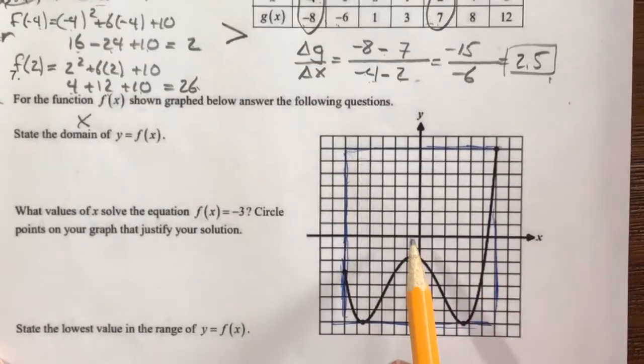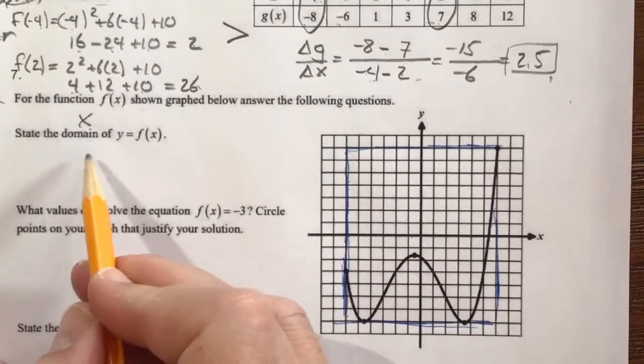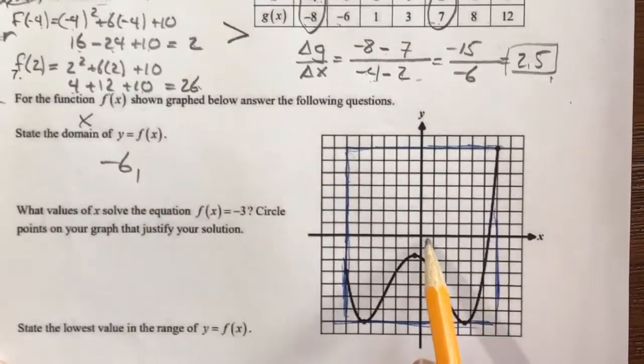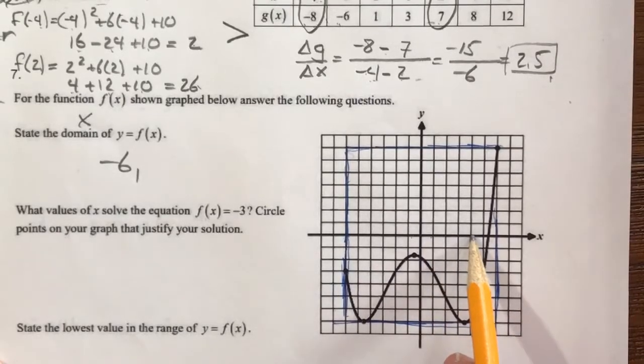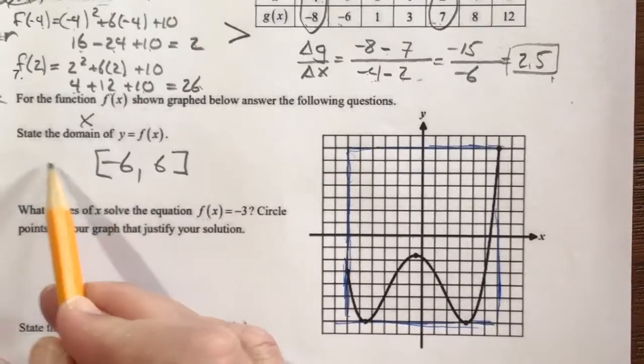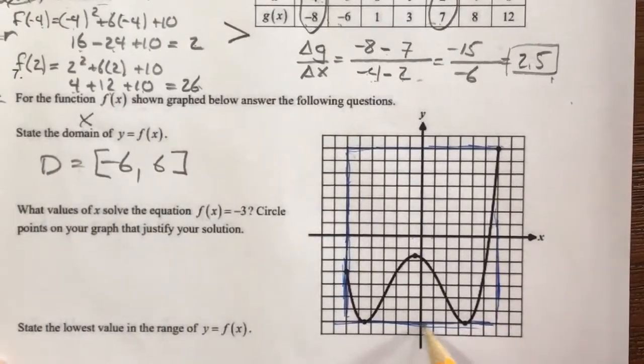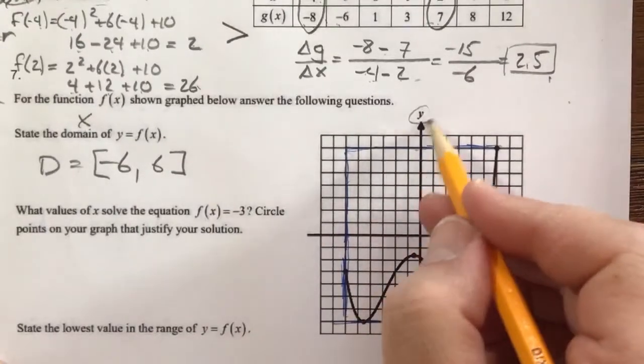All right, so 1, 2, 3, 4, 5, 6 places back, -6. And how far forward? 1, 2, 3, 4, 5, 6 places over. And I include those, so I put square brackets. That's my domain. If we switch this to range, you'd say, wait a minute, how low does it go and how high does it go? Because range is y.